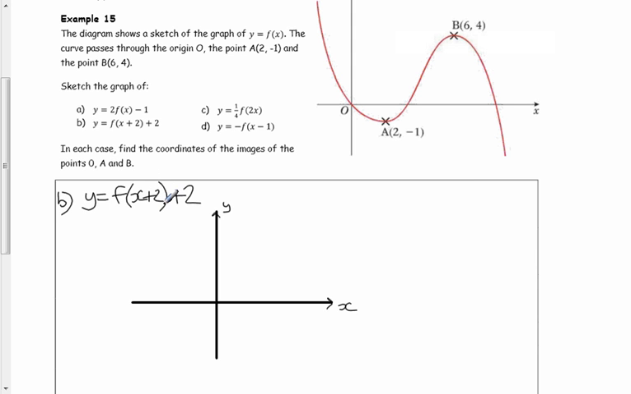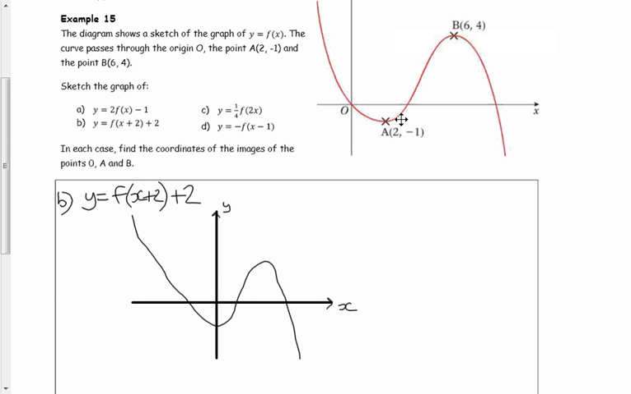The one inside the brackets will move the graph left by 2 units, and the one on the outside will move it up by 2 units. So I'm just going to quickly sketch the original graph, which went through the origin. So that was a rough copy of the original graph. And then the plus 2 inside the brackets moves it left by 2.